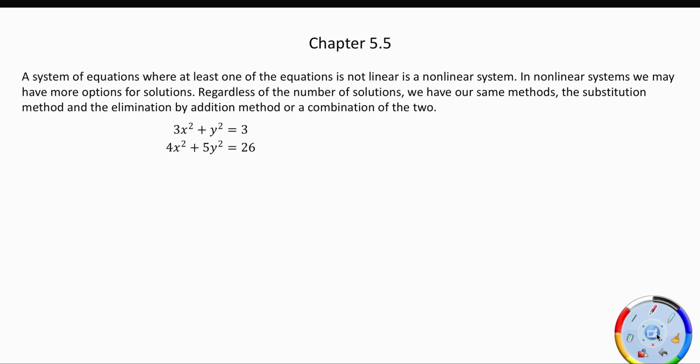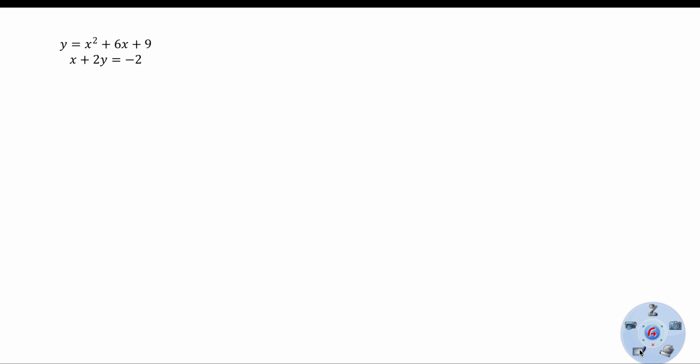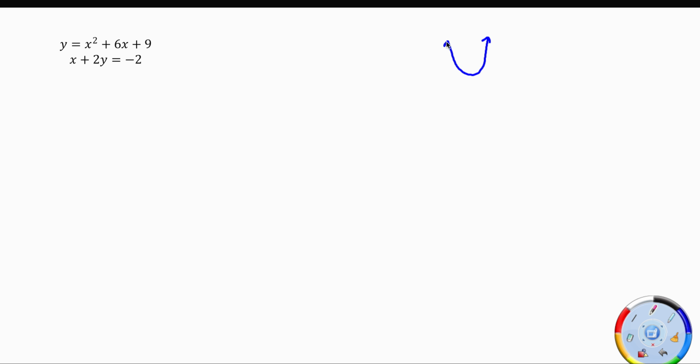Okay, let's try that again. This one is set up perfectly for substitution. Again, notice I have a quadratic equation and a linear equation. So a couple of things that could happen: quadratic equation, linear equation. So I could have up to 2 solutions for this one.